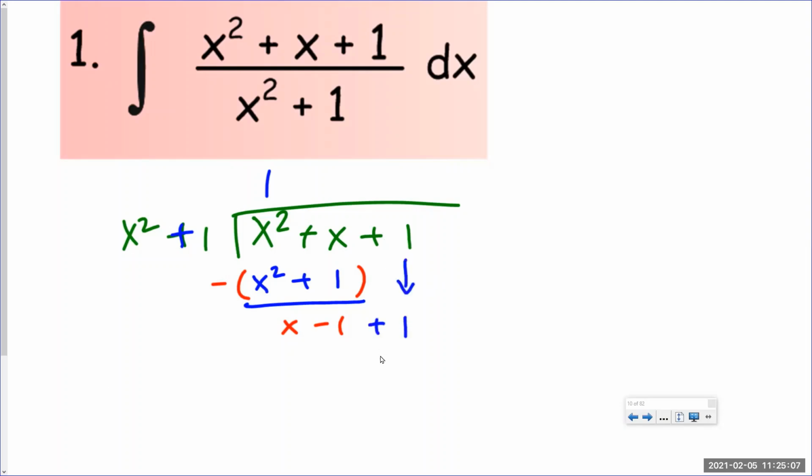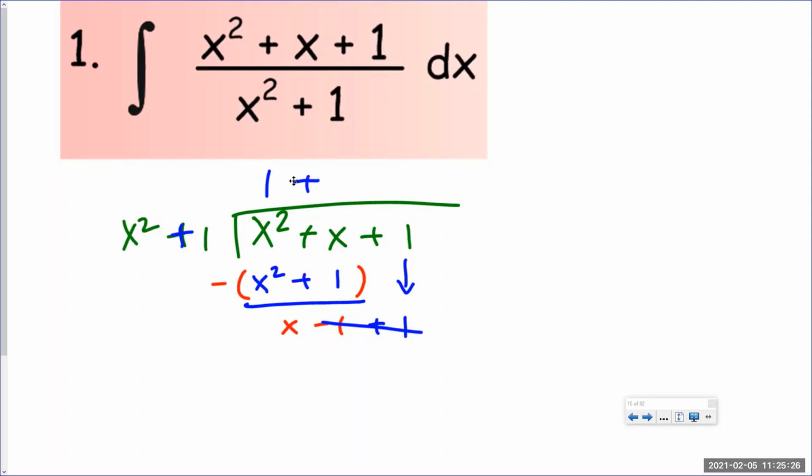And this is algebra, okay? So you can't just bring down the 1. You have to bring down plus 1. So it's x minus 1 plus 1. Okay, that's just x. Do I keep going? No, why? Because this power is lower than this power. Does that make sense? Once this power is lower, then you're done.